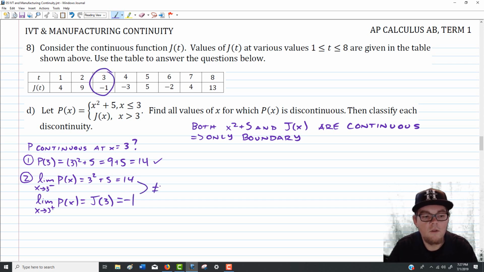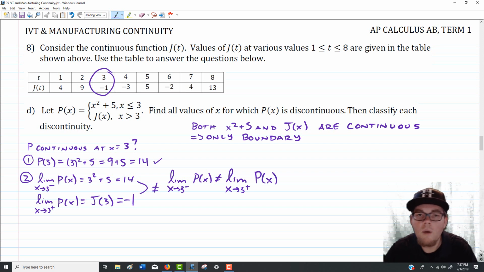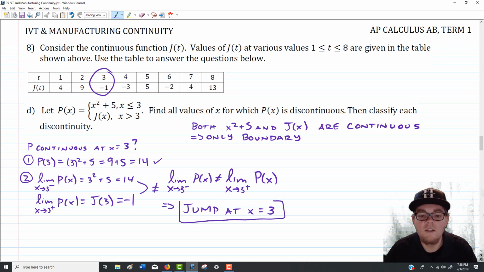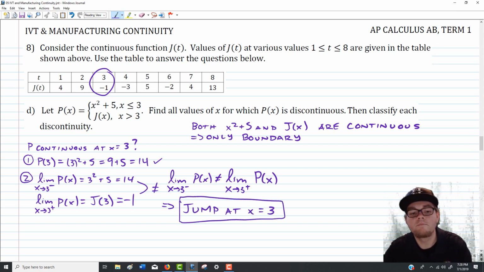So what we just showed is that those two limits do not equal each other. So the limit as x approaches 3 from the left side of p of x does not equal the limit as x approaches 3 from the right side of p of x. And yet otherwise these functions are nice and continuous everywhere. What that tells us is that we have a jump at x equals 3. Which means, of course, that this function is discontinuous at x equals 3.